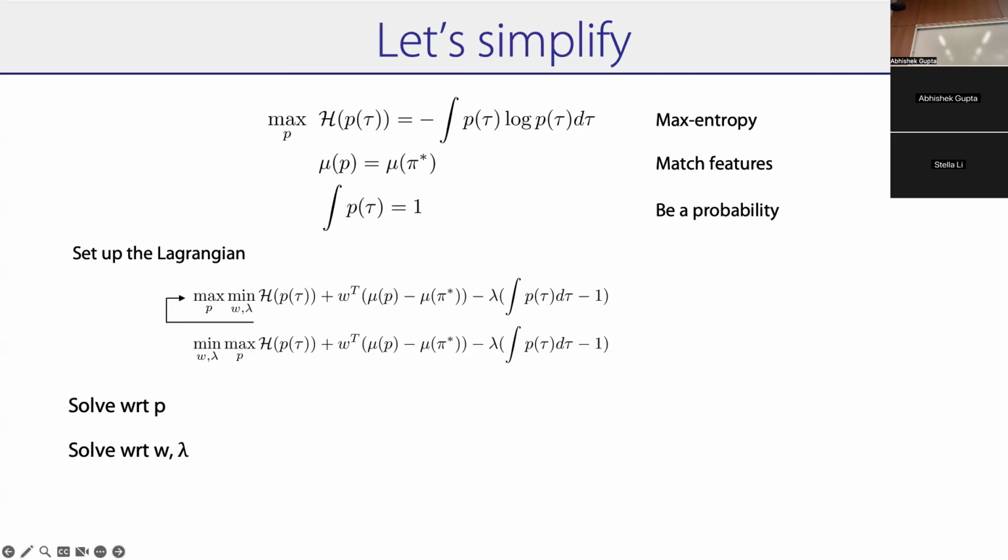Okay, so we're going to start by solving for the optimum P. We're just going to solve this inner optimization problem. We're going to get some solution in terms of W and lambda. Then we're going to solve for W and lambda. That's going to give us a maximum entropy IRL procedure. So all we did is we started from that objective. We want to find a P such that P matches the expert, P is a probability distribution, and P is maximum entropy. Couldn't you have the negative of this equation and just minimize it? You could. Yeah, it doesn't matter.